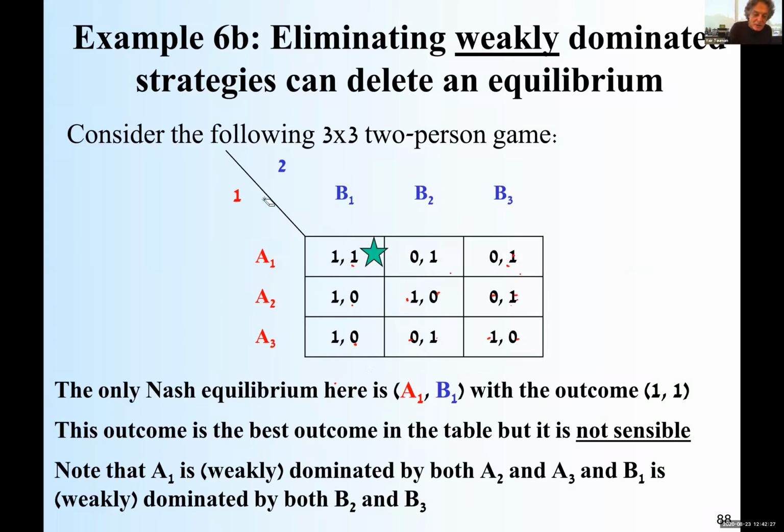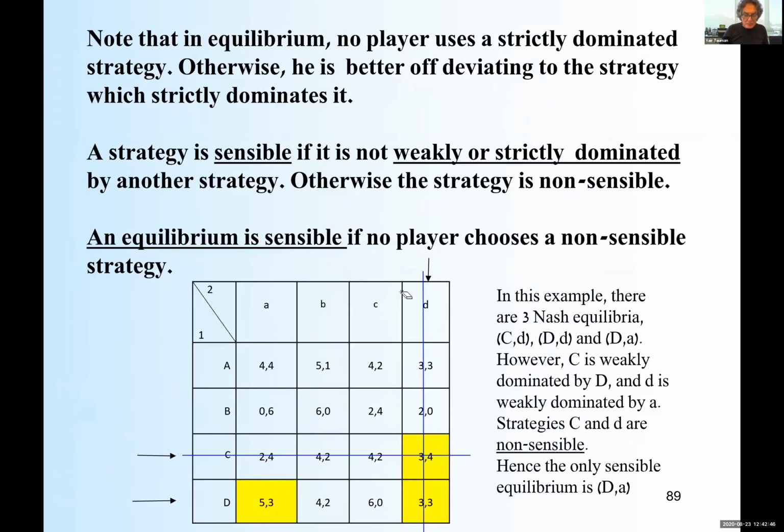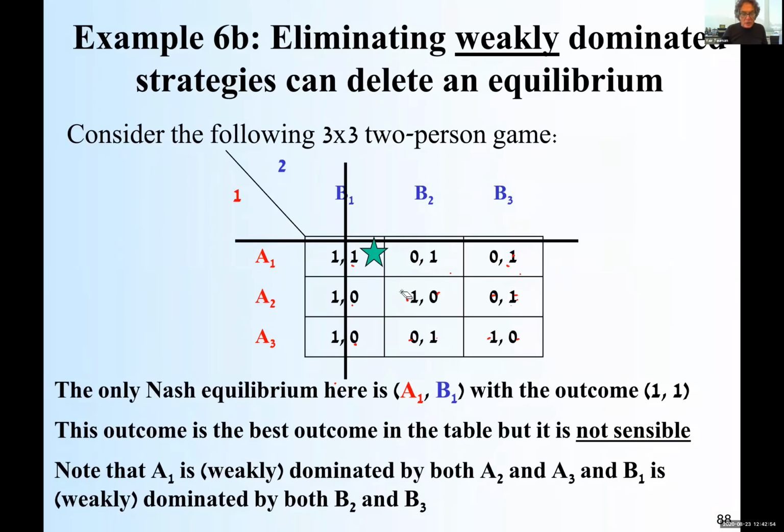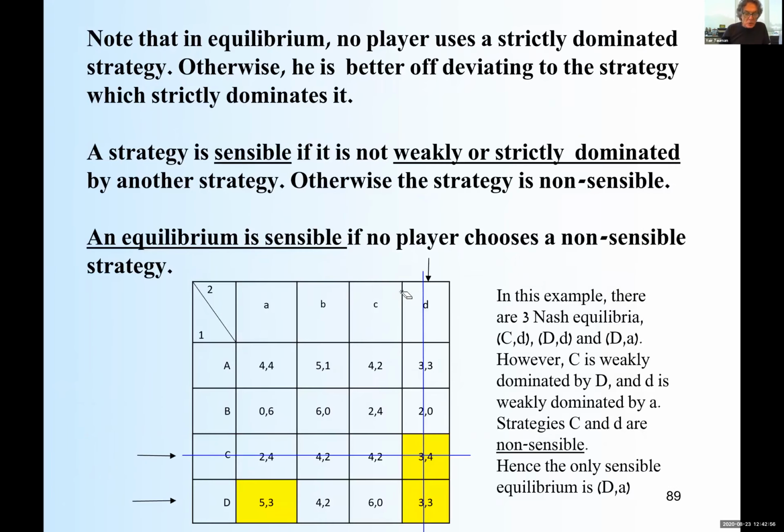Okay, let me see if we say anything about this. Here the only Nash equilibrium is A1, B1 with the outcome 1-1. I told you the half-half, I didn't put it here. We'll get to the sensible equilibrium. You know what, let me finish this one before we go to the traffic equilibrium, which will be completely a different video.